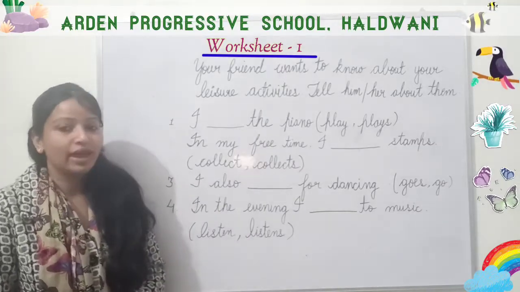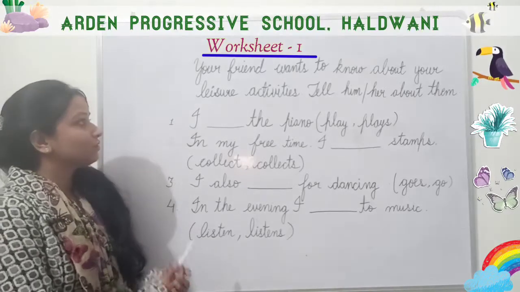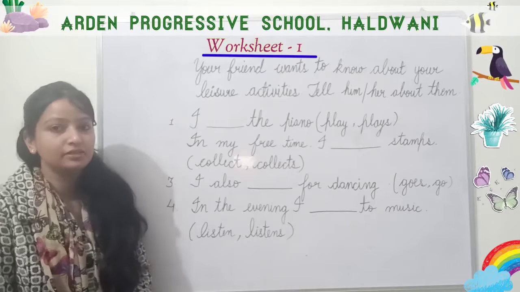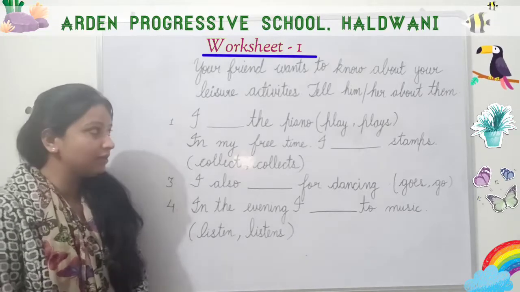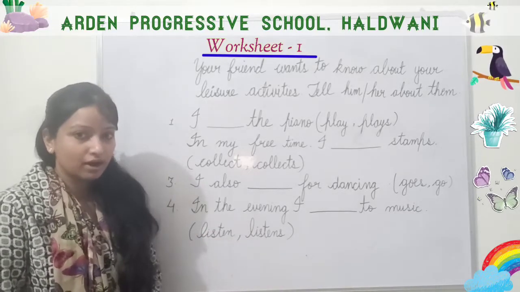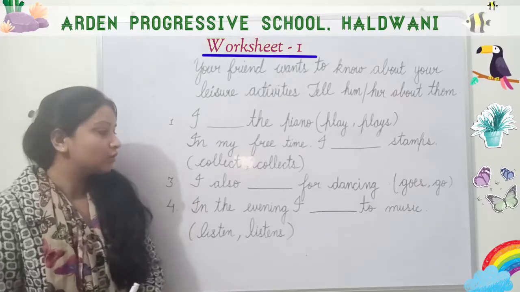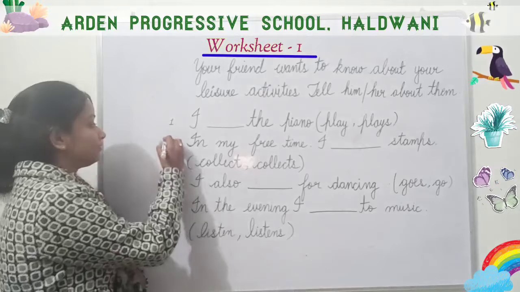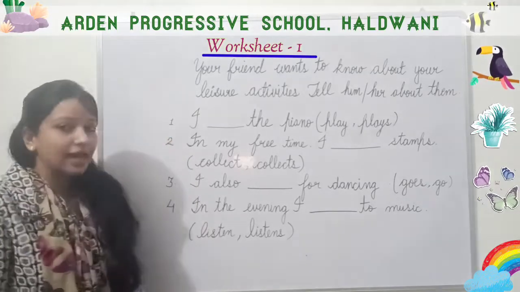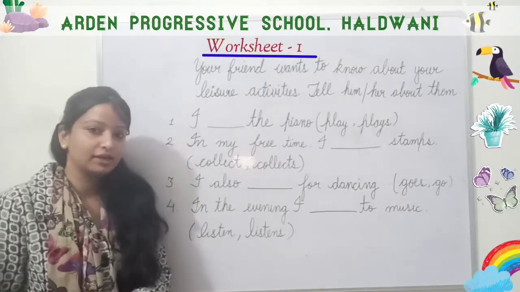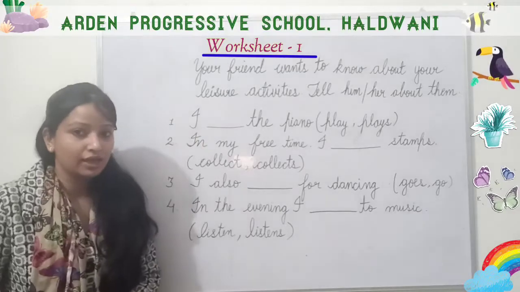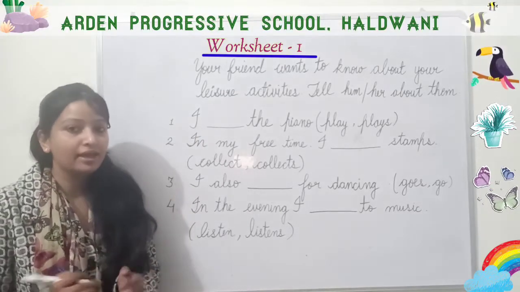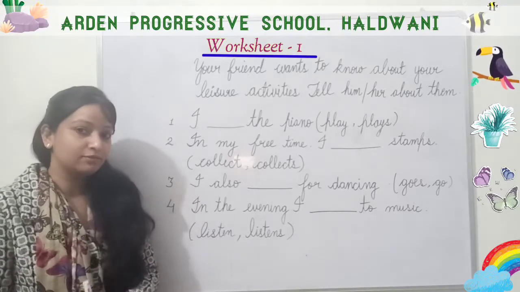So kids, here we have one more exercise. Your friend wants to know about your leisure activities, means what you do in your free time. Tell him or her about them. So here we have 4 questions. The first question is, I dash the piano. So what is the subject here? I. So what do you think? Is I a singular subject or plural subject? I is a singular subject.